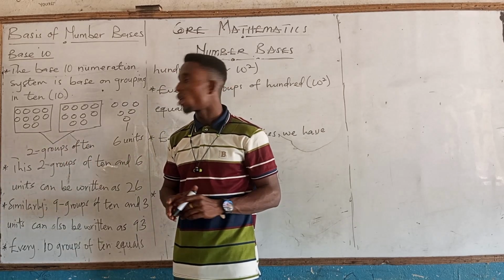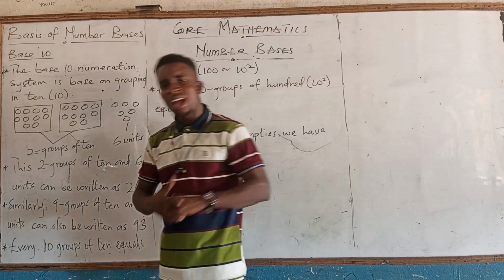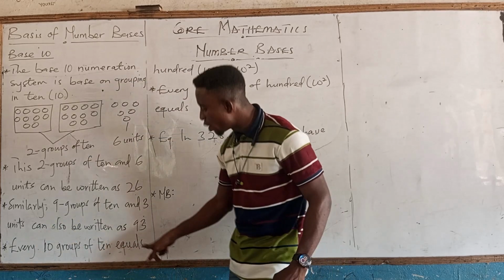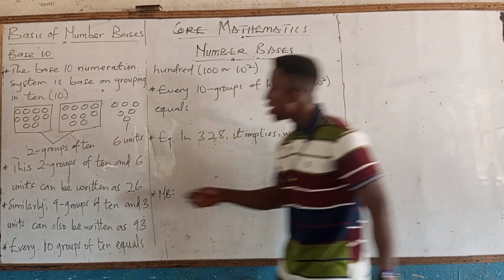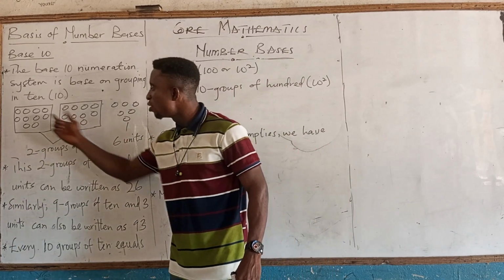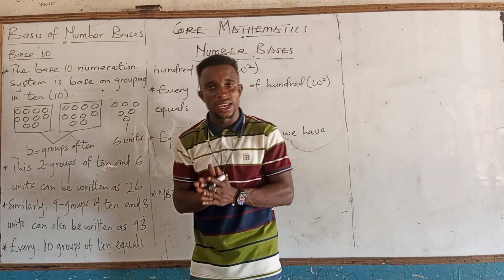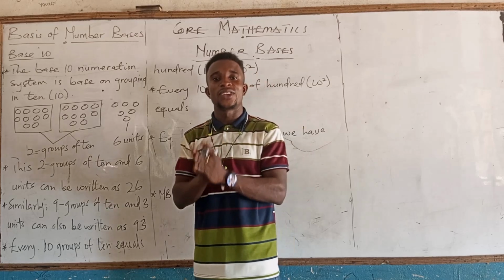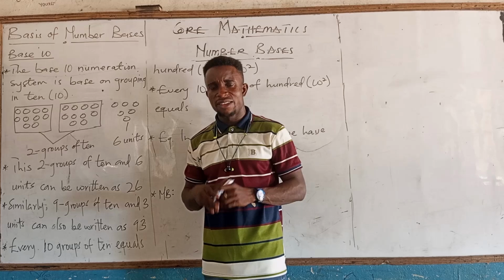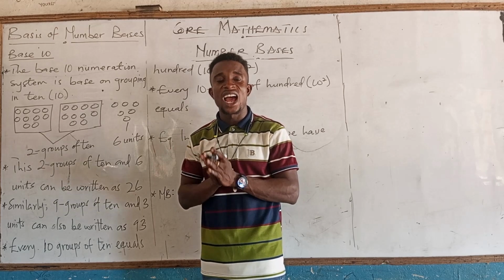Are we okay? Okay. Let's now proceed. So, we can now critically see something: every 10 groups of 10 equals something. So, whenever I'm having groups of 10, I have 1, 2, 3, 4, 5, 6, 7, 8, 9, 10 groups of 10. Immediately I get 10 groups of 10, it proceeds to something. And you can critically say that 10 groups of 10 is having how many units? That is 100 units.